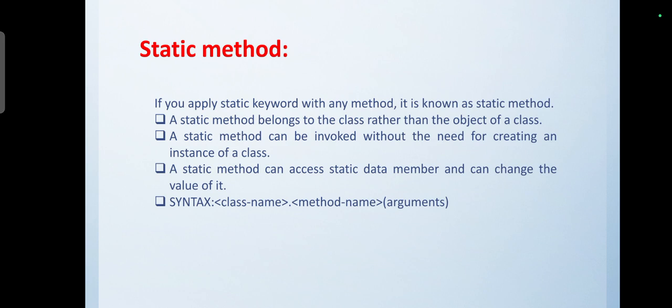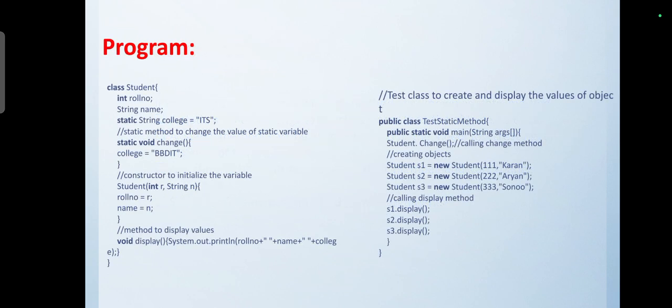What is the main advantage of the use of static methods? We can avoid unnecessary object creation by using these static methods. This is the syntax to declare the static method: a class name followed by the method name and arguments. This is the program for the static method.